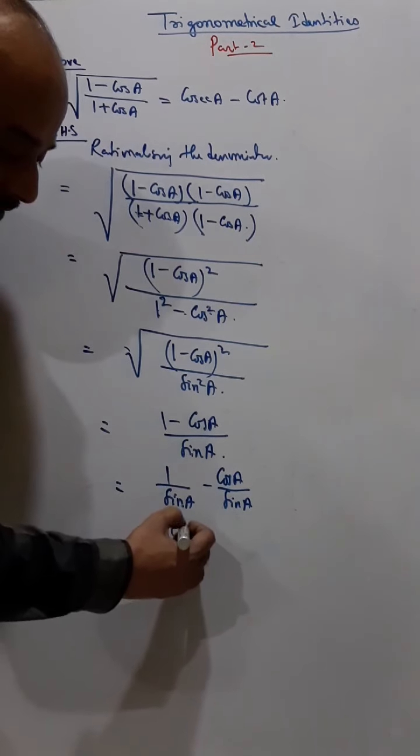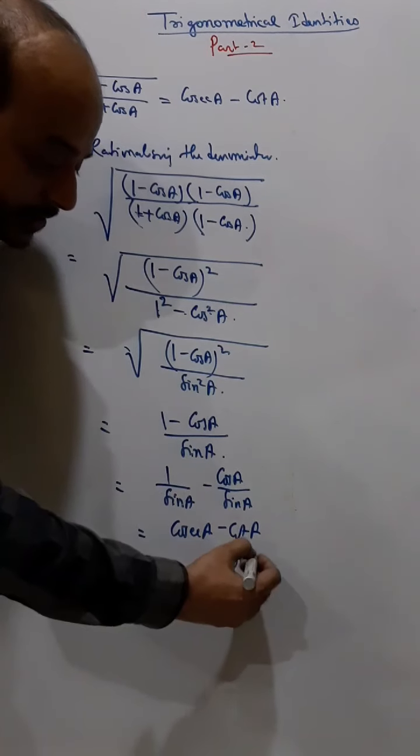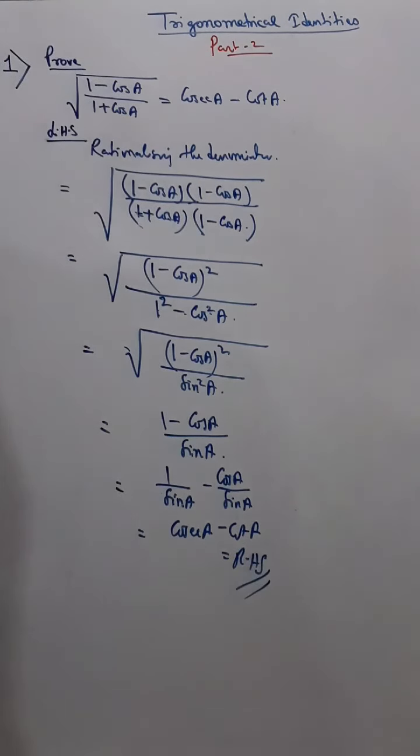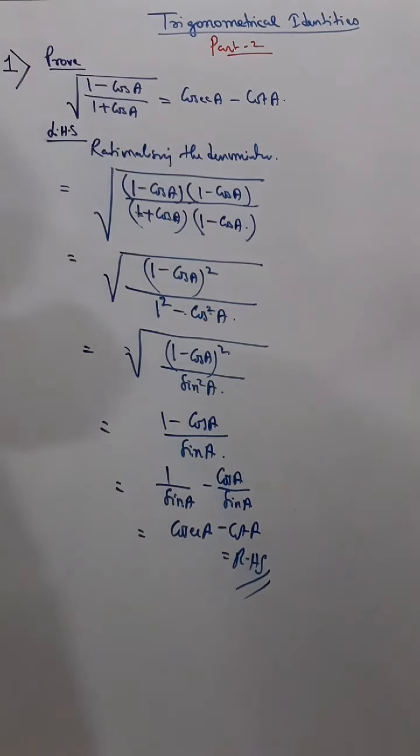So finally we get what? Cosec A minus cot A, which is equal to RHS. Okay, understand? So we'll find similar type of sum like 1 minus sin A, 1 plus sin A.